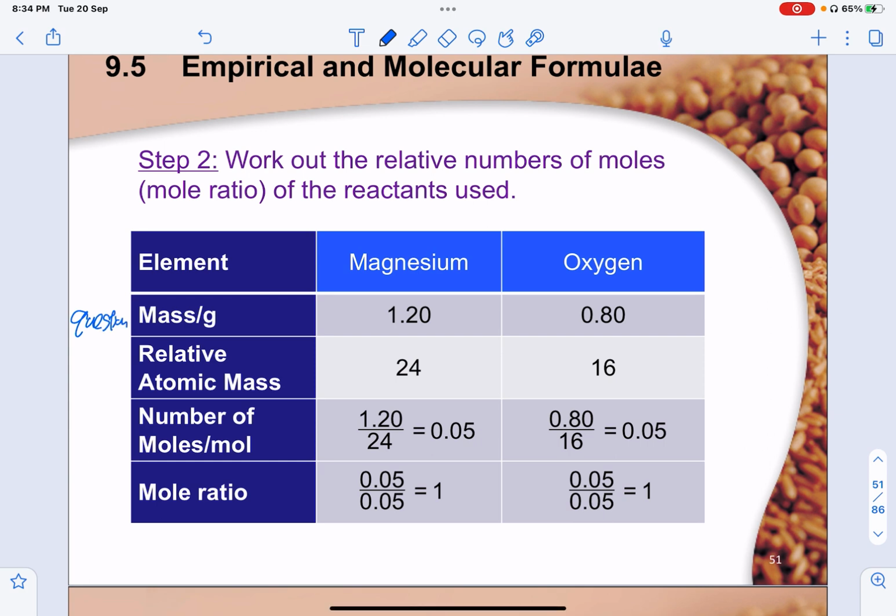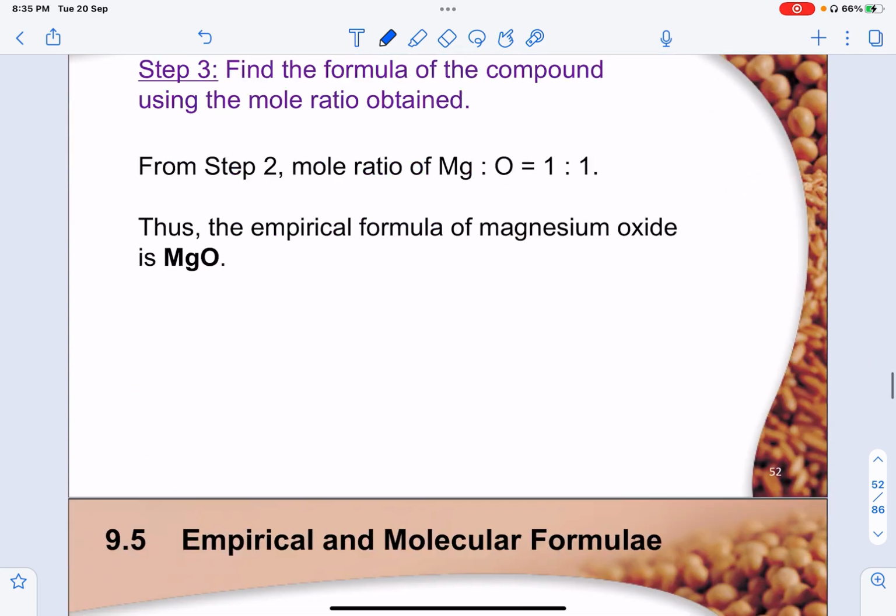To find the mass, followed by the atomic mass, the relative atomic mass, the Ar, which is from the periodic table. The number of moles is found by the formula, so you calculate. And finally, the mole ratio. When you talk about mole ratio, you must always divide by the simplest number of moles. In this particular case, you can see that 0.05 is the lowest number. So when you divide accordingly, you'll still get 1. And of course, the formula will be just MgO because of the 1:1.